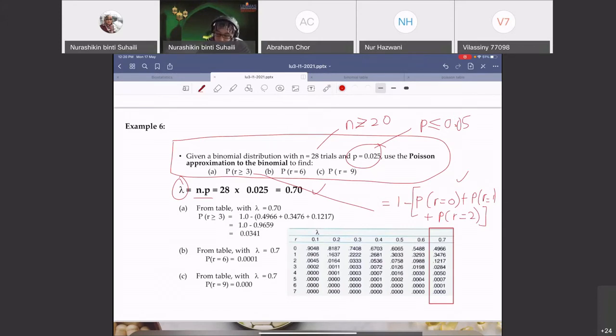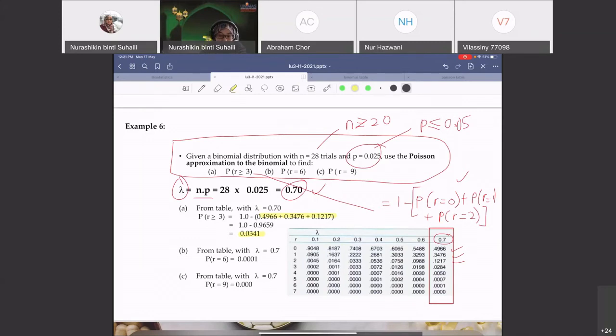So for P(r equal to 0), you have to refer to the right column in the table, lambda equal to 0.7. For r equal to 0, the value is 0.4966, then r equal to 1, 0.3476, and r equal to 2, 0.1217. That's how you get this expression, and you solve it and get the value.